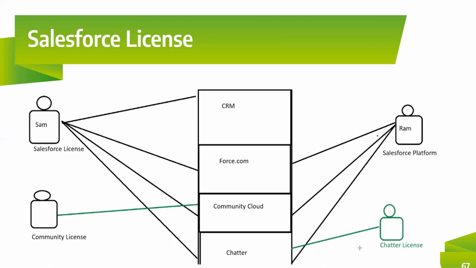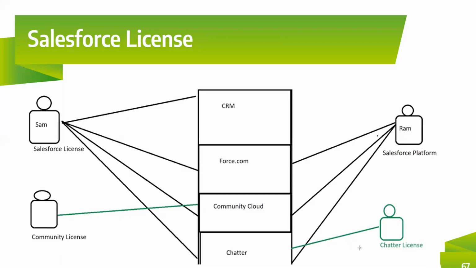He can work on Chatter. Whereas coming to Ram, he's taking the Salesforce platform license. So we are discussing licenses here, right? So he is taking the Salesforce platform license, but he will not be able to work on the CRM application. He can work on Force.com, he will be able to work on Community Cloud, and he can work on Chatter.